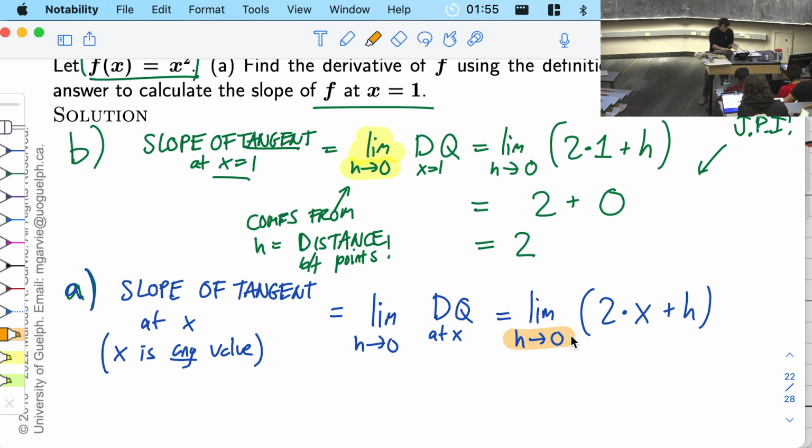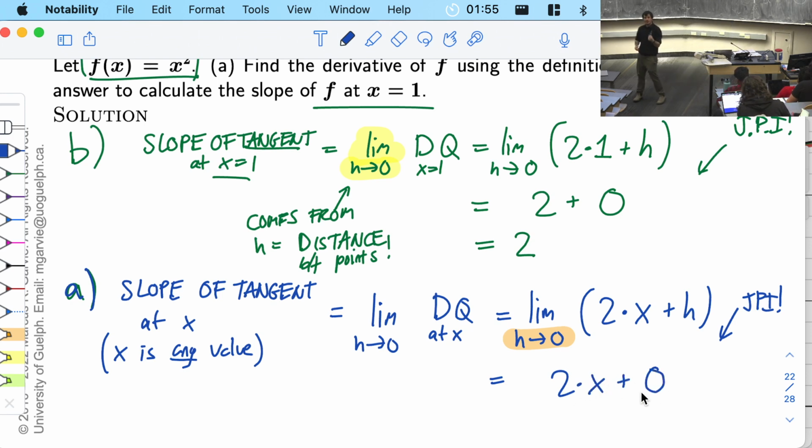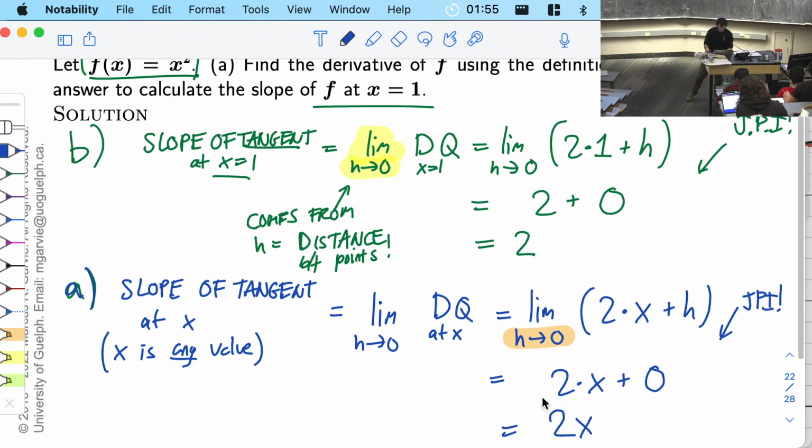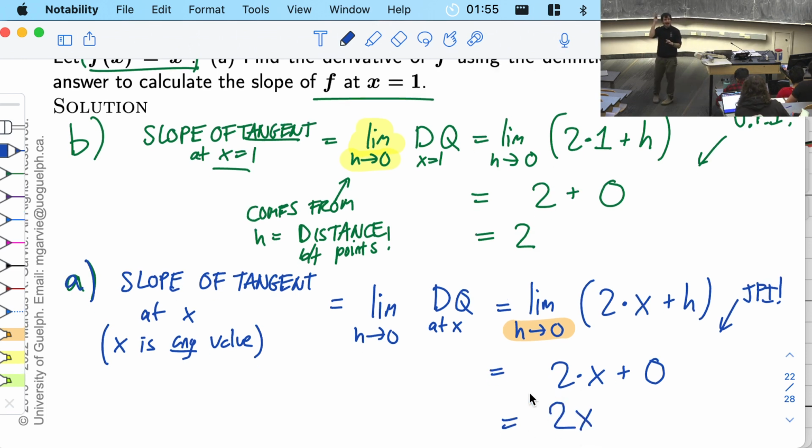And this limit is exactly the same as the limit we just did. It's a just plug-in limit. This is a JPI. We did all the hard work of canceling and simplifying the difference quotient already. We're left with just this nice thing where you can just plug in. So you get 2 times x plus 0. The h becomes 0 to evaluate the limit, 2 times x. So it's the formula, the slope of the tangent line at any point x will be 2 times x.